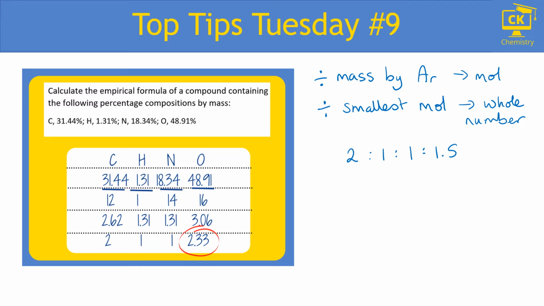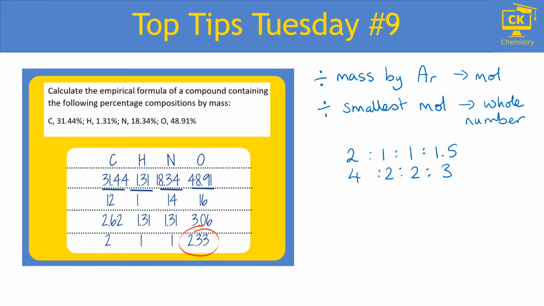So what I would have to do in that situation is multiply all of my moles by 2 to get a ratio of 4, 2, 2, and 3. So most students even now are getting wise to that as well.